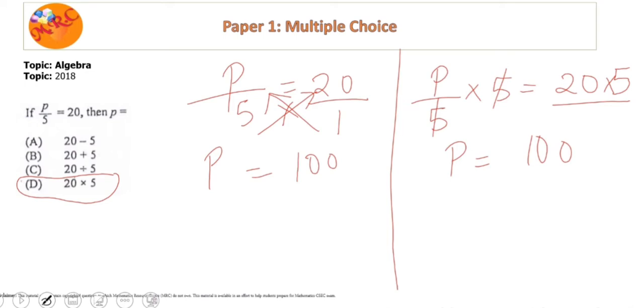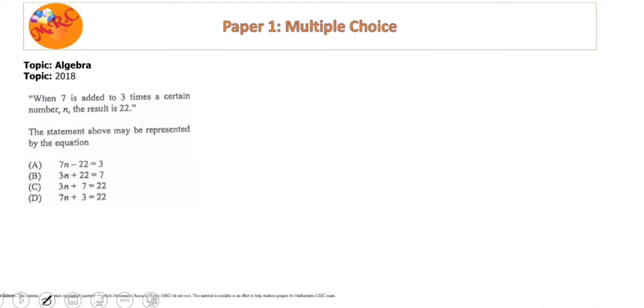Alright, continuing. When 7 is added to 3 times a certain number n, the result is 22. Here we can do it whether we want to go from the front or from the back. The very first thing is, we know that something equals 22. The result is 22, and 7 is being added to something. What is it being added to? The 7 is added to 3 times a certain number n. That is 3 times n, which is 3n. And that equals 22. As simple as that.